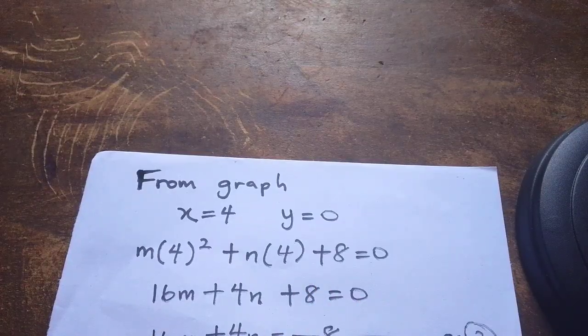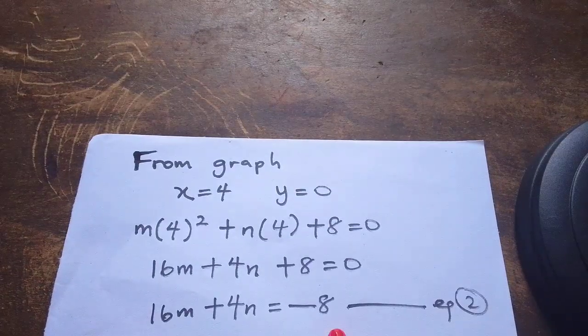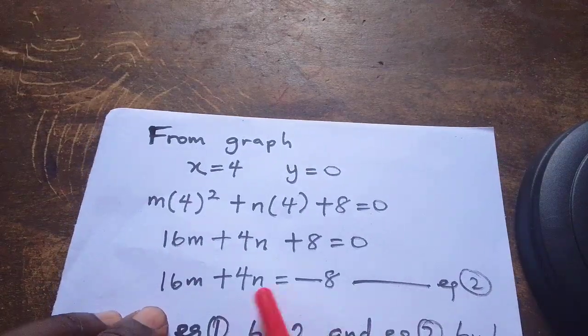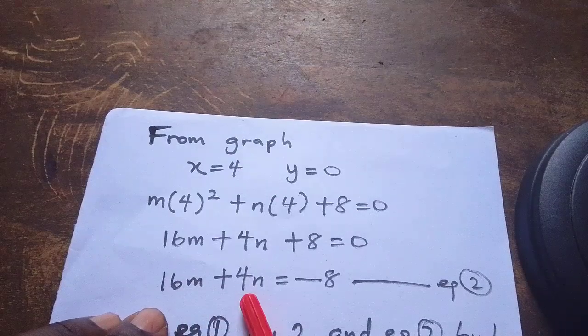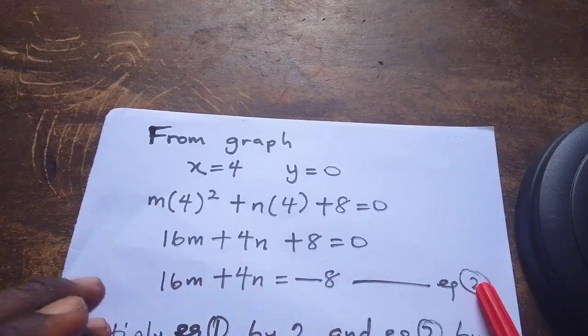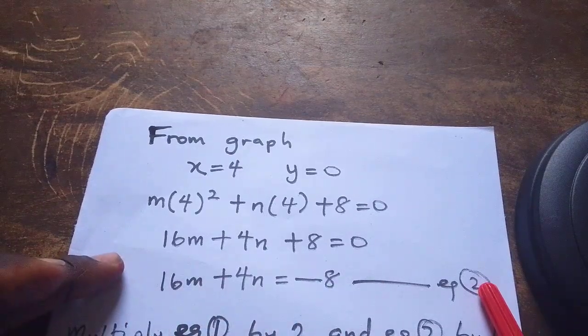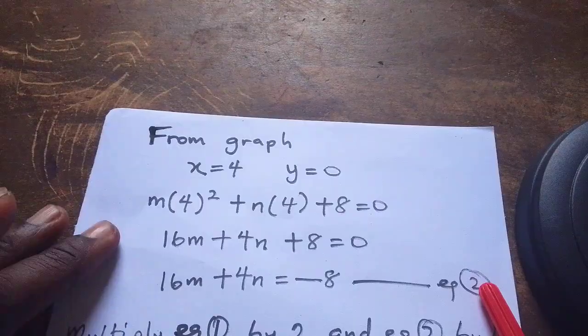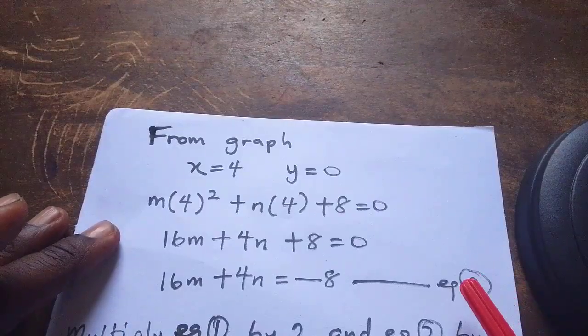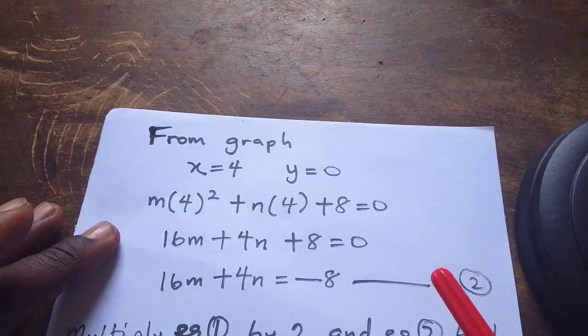So you have 16m plus 4n. This plus 8 will cross the equality and turn to minus 8. So 16m plus 4n is equal to minus 8. This is your equation 2. We are now going to solve equation 1 and equation 2 simultaneously using the elimination method.